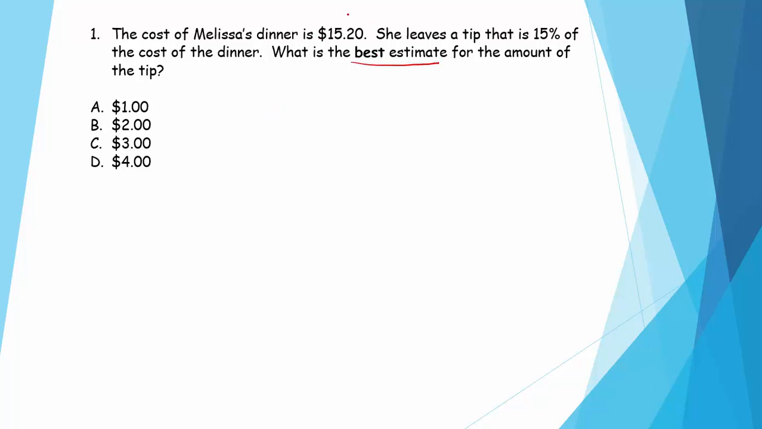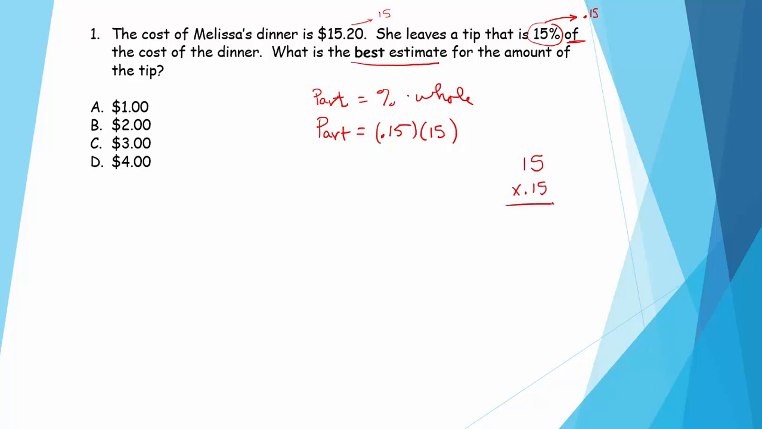So what I would do is round the cost of the dinner to $15, and then take 15% of that. We're just looking for the tip. So we have our part equals percent times the whole, the cost of the whole meal. We want to rewrite our percent as a decimal, so I'm going to write that as 0.15 times 15. Then off to the side, I would do 15 times 0.15.